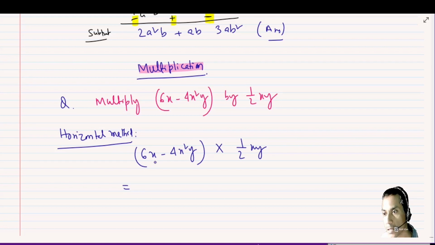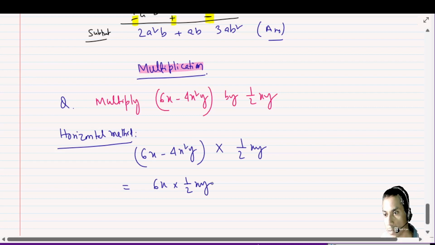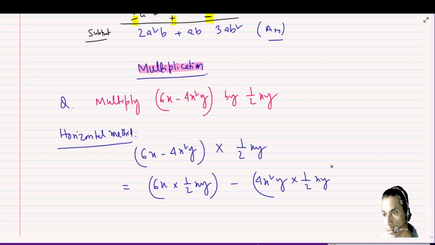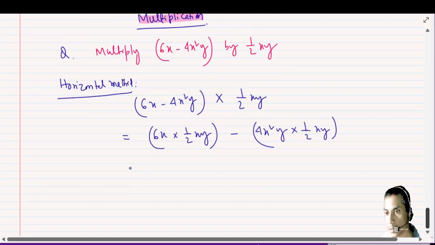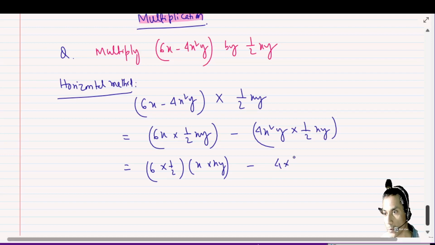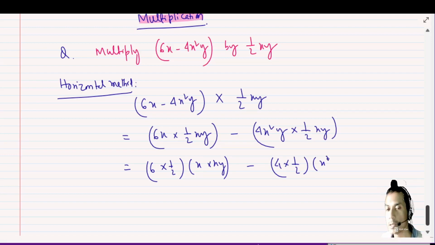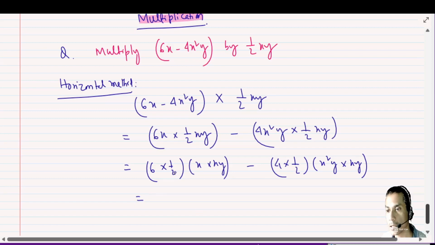We first multiply 6x into half xy, and next we multiply 4x square y into half xy. Clear? Next, you just multiply the constant term 6 into half and the variable term separately. Okay, minus 4 into half, x square y into xy. Clear?